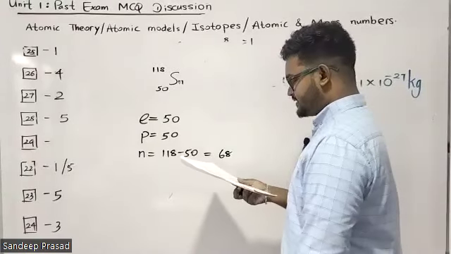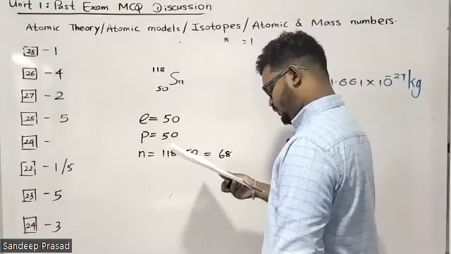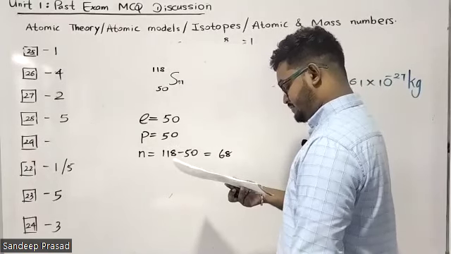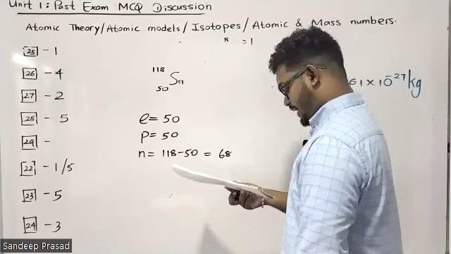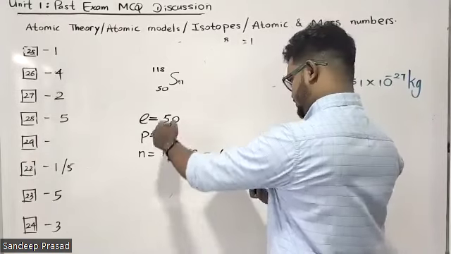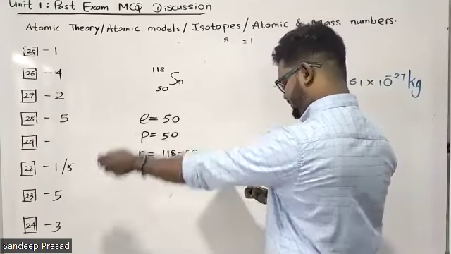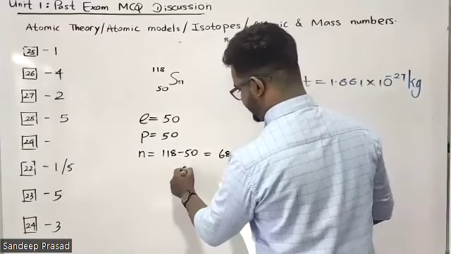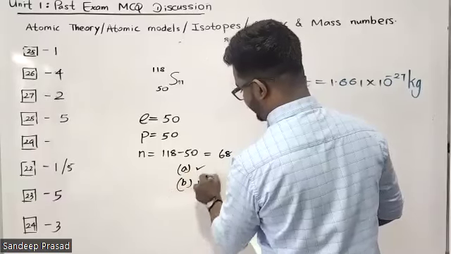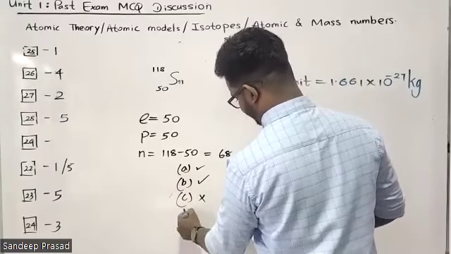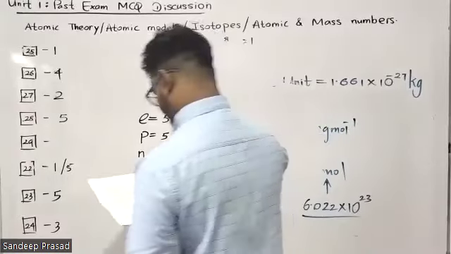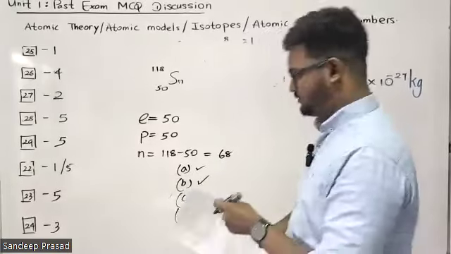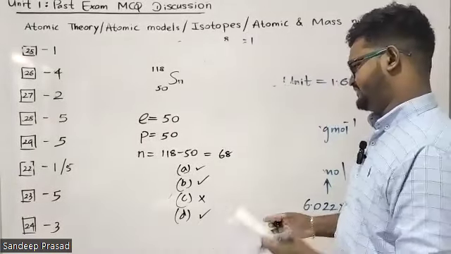It has 50 electrons, correct. It has 50 protons, correct. It has a total of 118 electrons and protons. Is that correct? The total count of electrons and protons will be 100. That is wrong. It has 68 neutrons, correct. A statement is correct. B also correct. C is wrong. D is correct. Therefore, question number 29, the answer is option 5. Go for the next page. Those things are very easy.